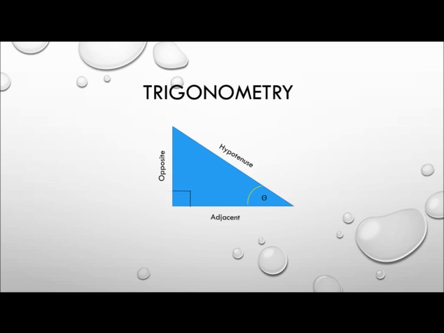Now, the length that is directly opposite the angle we've chosen is called the opposite. And the length that is touching the angle, the shorter length that's touching the angle, is called the adjacent. And the longest length of the triangle is called the hypotenuse.